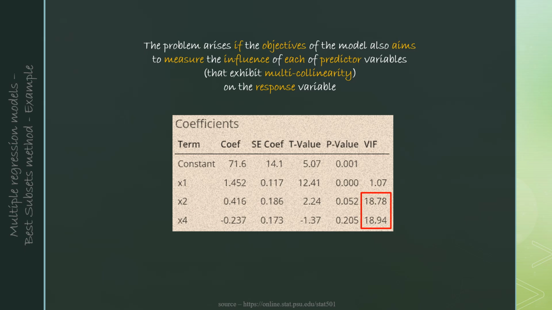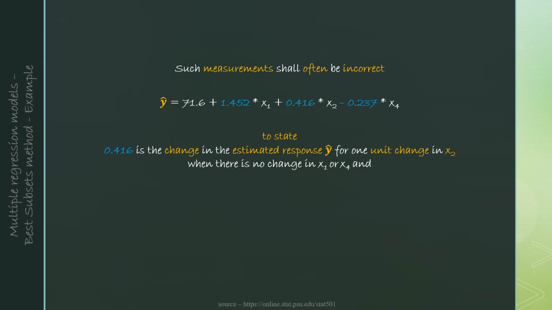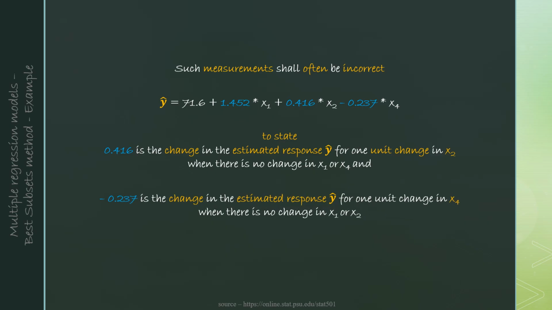The problem arises only when the objectives of the model also aim to measure the influence of each of the predictor variables that exhibit multicollinearity on the response variable. Such measurements shall often be incorrect. To state 0.416 is the change in the estimated response y hat for one unit change in x2, when there is no change in x1 or x4, and minus 0.237 is the change in the estimated response y hat for 1 unit change in x4 when there is no change in x1 or x2, shall often be incorrect.